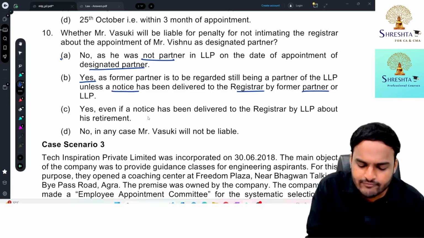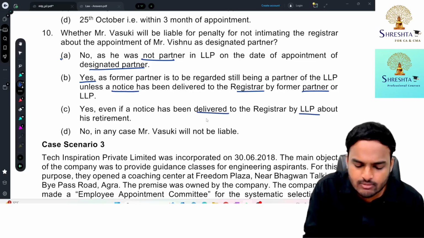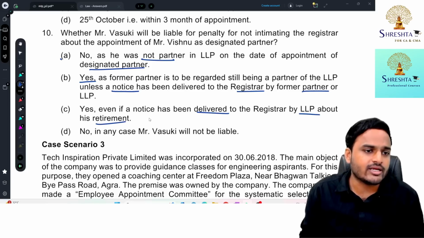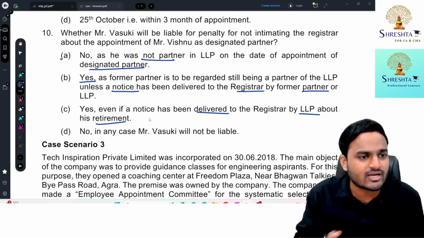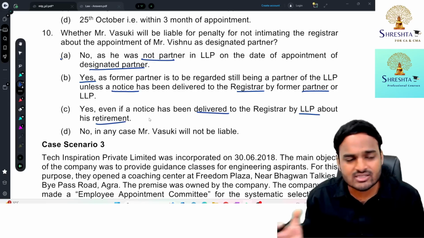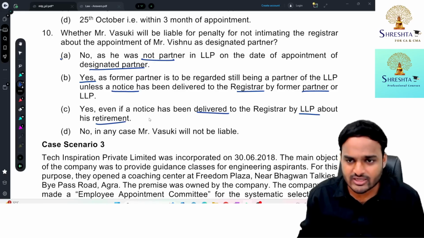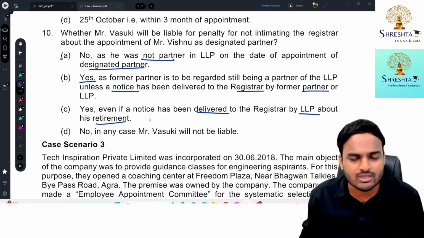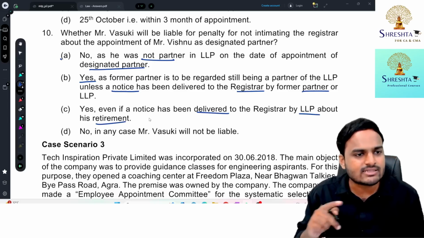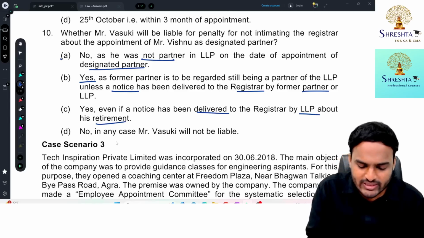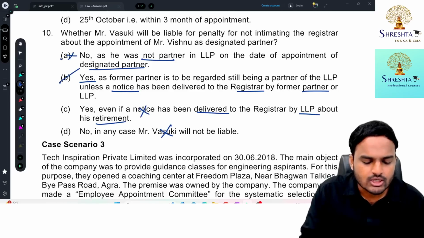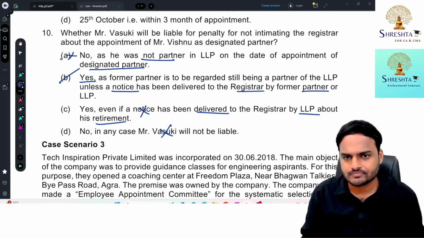Next one, yes, even if a notice has been delivered to registrar by LLP about his retirement. If notice has been delivered to registrar about his retirement, then he is not liable for any act. In case of contravention of provisions of LLP, sometimes designated partner and sometimes partner of LLP are also held liable. Understood? No, in any case, Vasuki will not be liable. So wrong option. These 3 are wrong options. So option B is correct option.